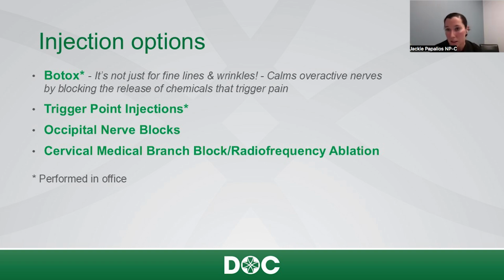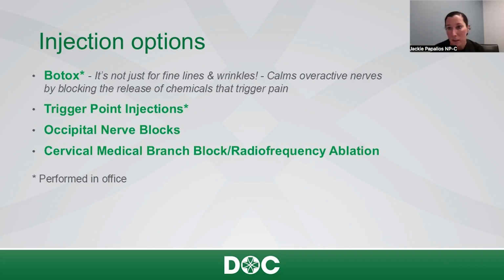Occipital nerve blocks are done downstairs in the surgery center. They're very easy injections. They don't require you to be put under the big X-ray or anything. They're just targeted injections here in the back of the head. So if you have migraines that radiate into the back of the head, that can be done. We typically see those being used more for a migraine attack, a flare-up. That is the best situation for those.